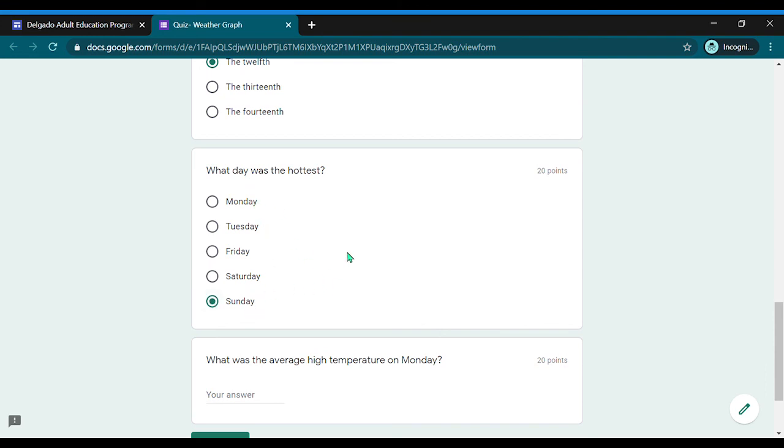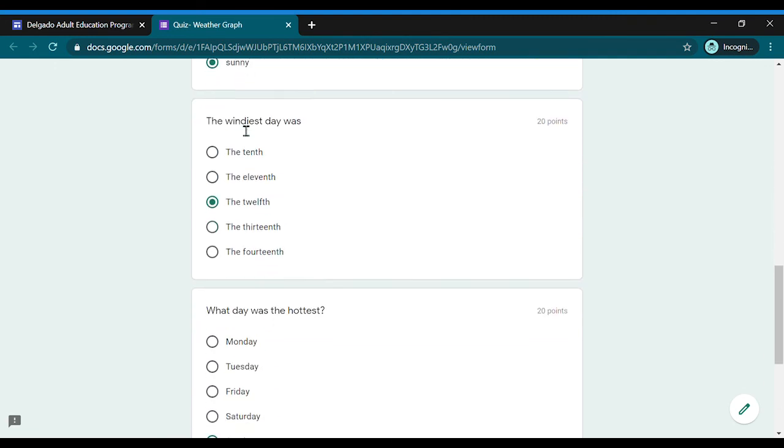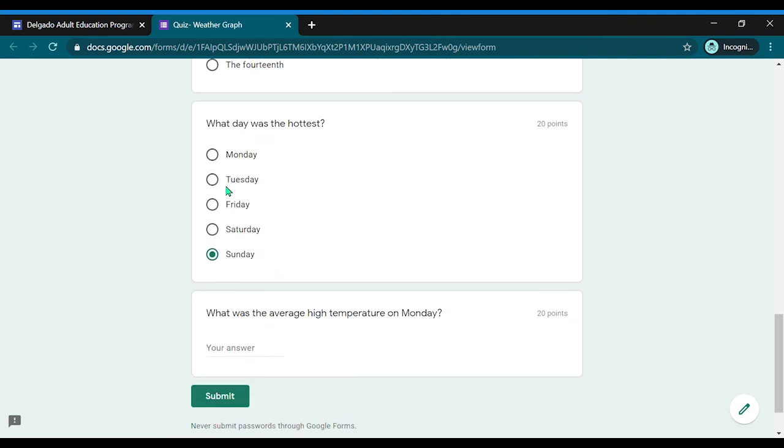We weren't asked what was the hottest day on the chart. On the chart, yeah, it's Thursday. There's the 88 degree day over there. But that's not one of our options. Out of these days, what was the hottest? So Sunday. And so what was the average temperature on Monday?